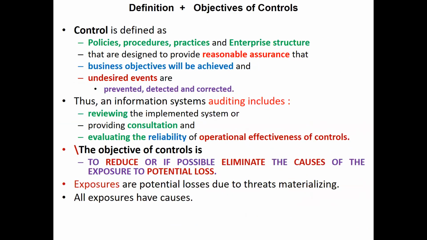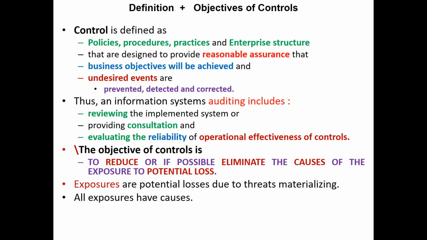Now let's move on to control. What is control? Basically, if you have an objective that has to be achieved, and anything is endangering the completion of the task or achievement of the objective, that is called a risk. So risk avoidance is considered to be a part of the control. So what is a control? Control is policy, procedure, practices, and organizational structure that are designed to provide reasonable assurance that the business objectives will be achieved and undesired events, that is risks, are prevented, detected, and corrected.